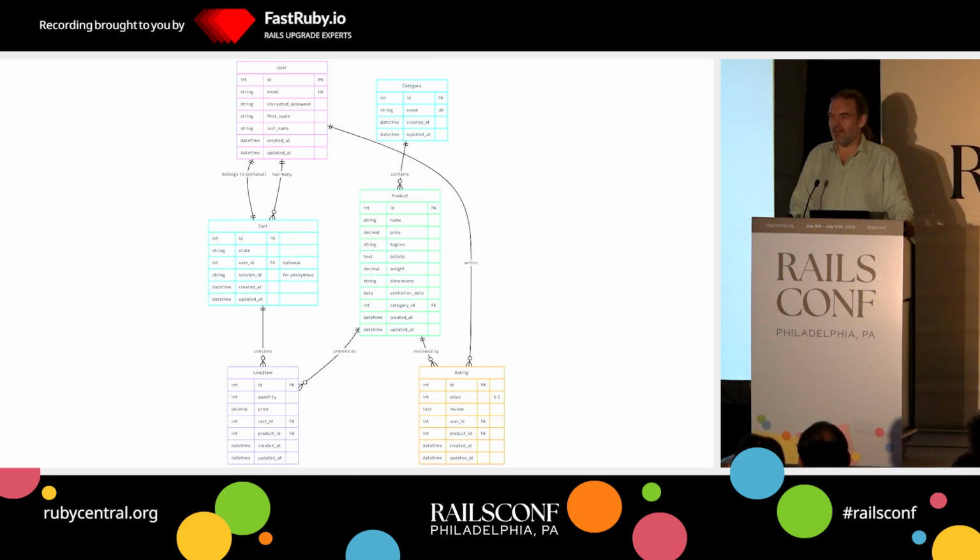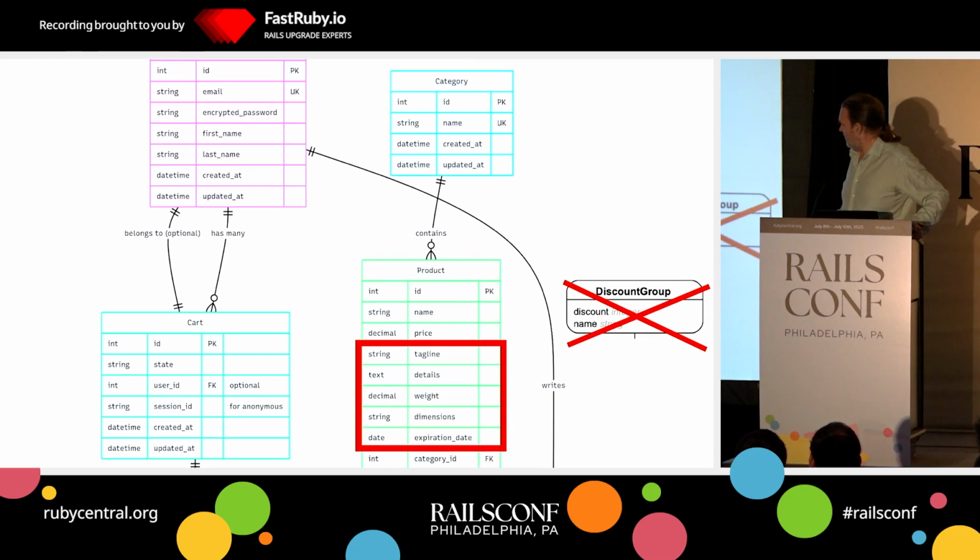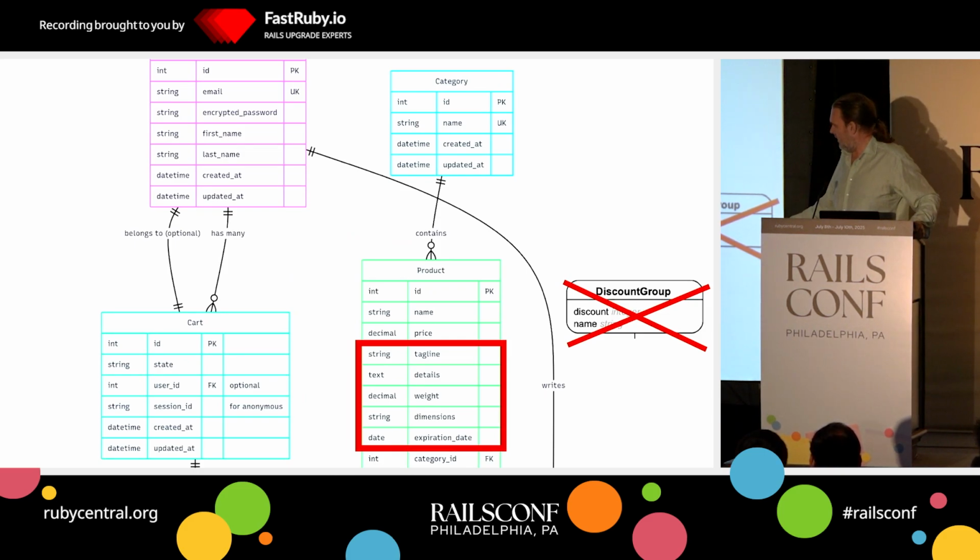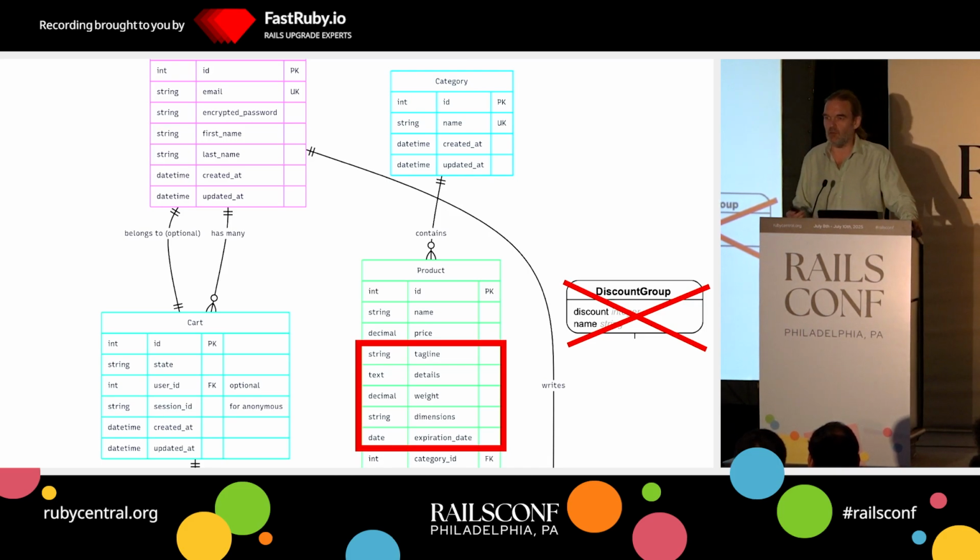So this is a new ERD, or the new models. It's pretty much the same. The only difference I did is I don't use discount groups anymore. For the same idea of changing data, I use expiration date now. So all the products have an expiration date, and I have a little bit more detail about the product, but that's it.